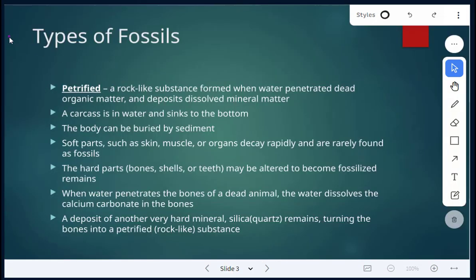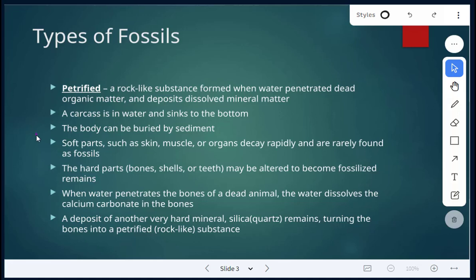So, types of fossils. Firstly, we'll look at petrified. What we mean by petrified is a rock-like substance that's formed when water penetrated dead organic matter and deposits dissolved mineral matter. So a carcass is in water, for example, and it'll sink down to the bottom, and then the body can get buried by sediment.